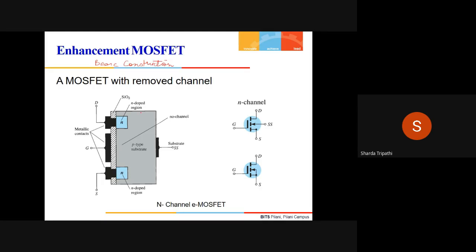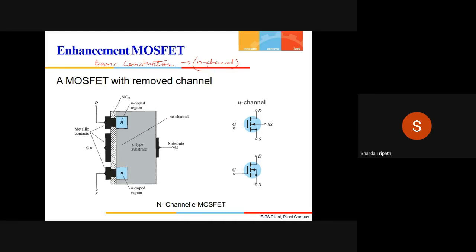As you can see here, we are talking about the N channel. N channel and P channel are complementary. We know that, just that N is replaced by P and P is replaced by N. And for solving the circuits, the polarity of the voltages gets reversed and the direction of currents also gets reversed. Other than that, all the concepts remain the same.